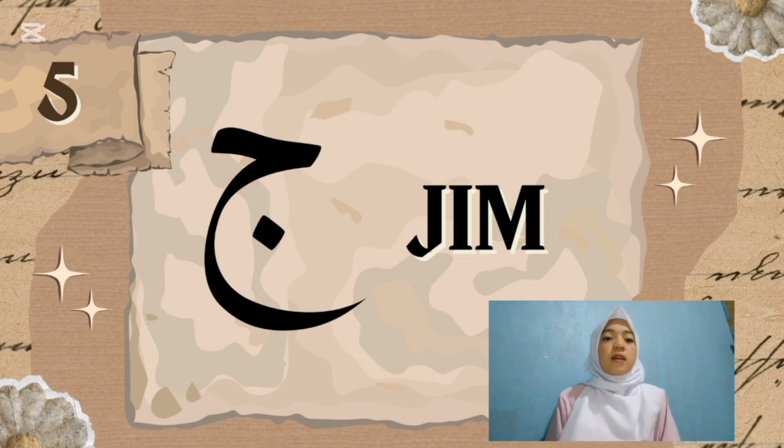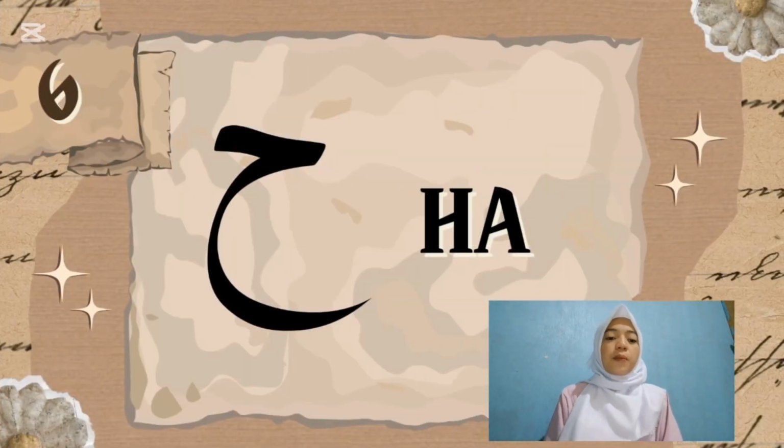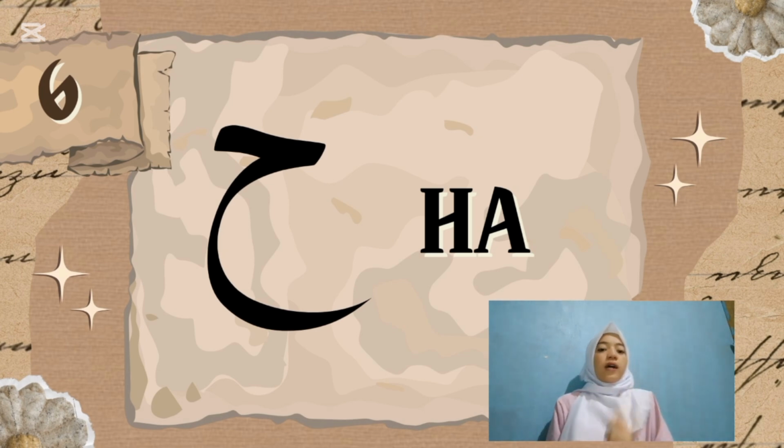So the last one is ha. So ha comes from the back of your mouth in a tricky way to control and produce the sound. So the tha, jim, ha, if you add fatha, kasra and dhamma, it will become tha, thi, thu, and ja, ji, ju, and also ha, hi, hu.